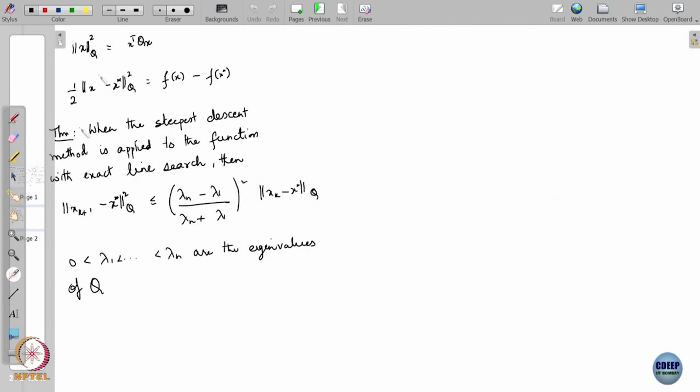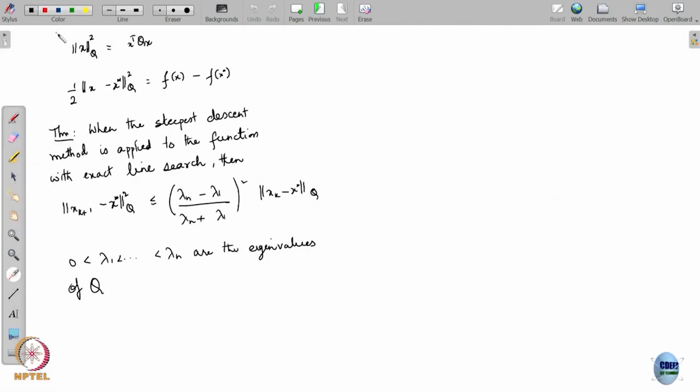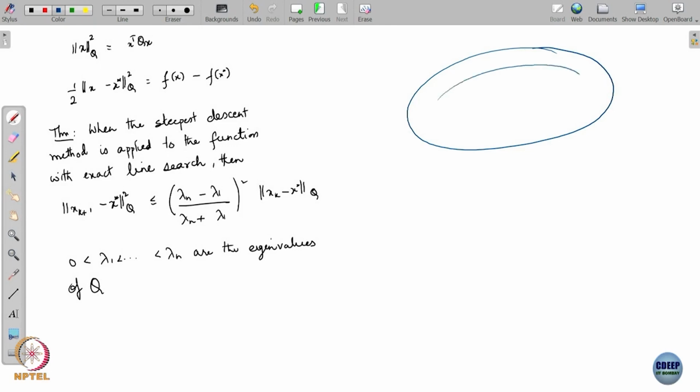So, if I look at the contours of f, let me draw this thing here for you. This would be, let us say, my outermost contour. This is another contour inside. This is another contour inside, this is another contour, etc.